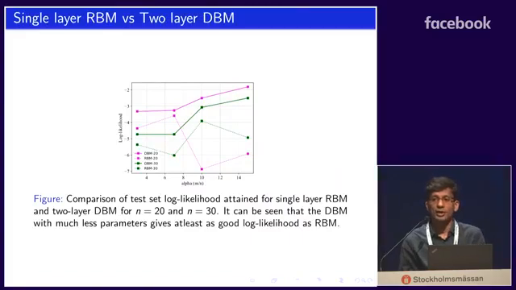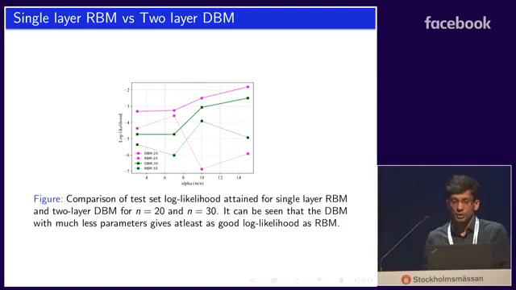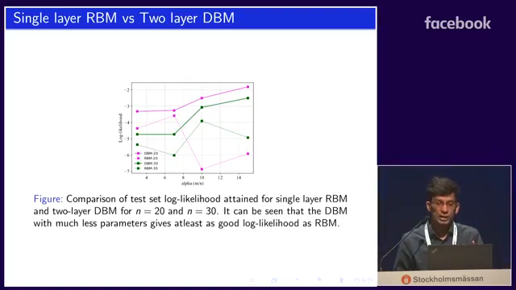To further validate our result, we also conduct experiments. We randomly draw RBMs, and we generate data from those single layer RBMs. Using that data, we train a two-layer DBM that is predicted by our architecture. And we see that the log likelihood that we get from a two-layer DBM is at least as good as that single layer RBM.